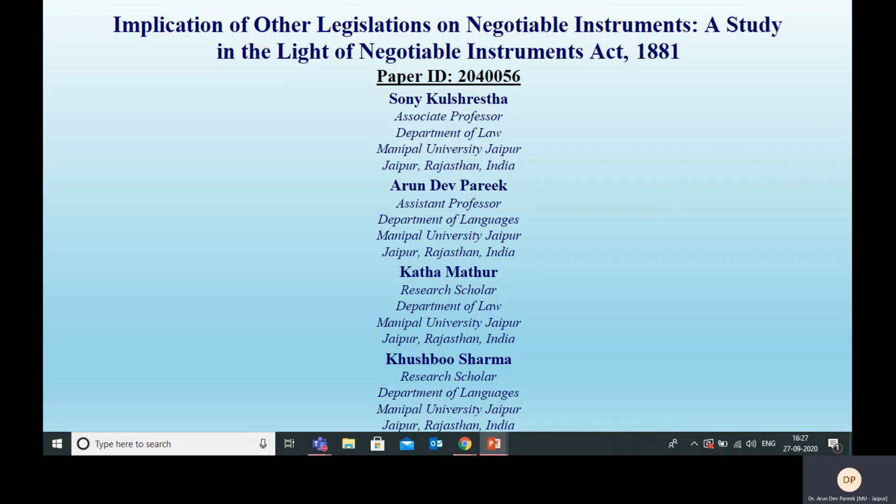The topic of the paper presentation is Implication of Other Legislations on Negotiable Instruments, a study in the light of Negotiable Instruments Act 1881. The paper ID is 2040056 by Soni Kulshrestha, Associate Professor, Arun Dev Pareek, Assistant Professor, Katha Mathur, Research Scholar, Khushbu Sharma, Research Scholar.